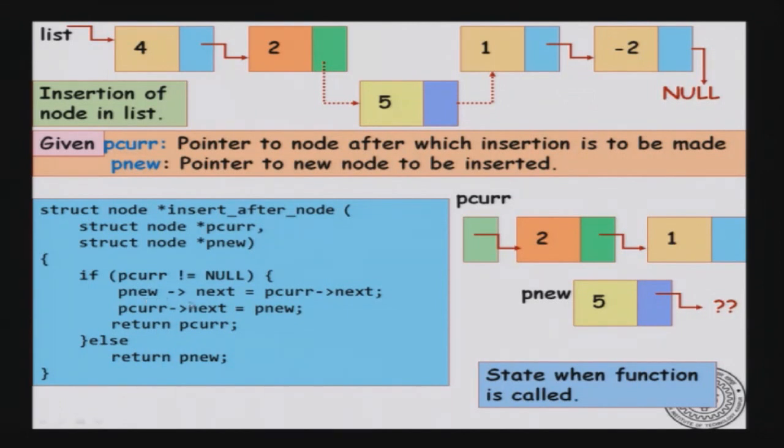Then what you do is the new node's next node is P current's next node. So, 5's next node is the old 2's next node, which is 1. So, P new next will be set to 1, and after that I will say P current next equal to P new. P current, which is 2's next, will be set to 5. Convince yourself that if I swap these two lines, then the code will not work. Take 5 minutes and convince yourself that that will not work.